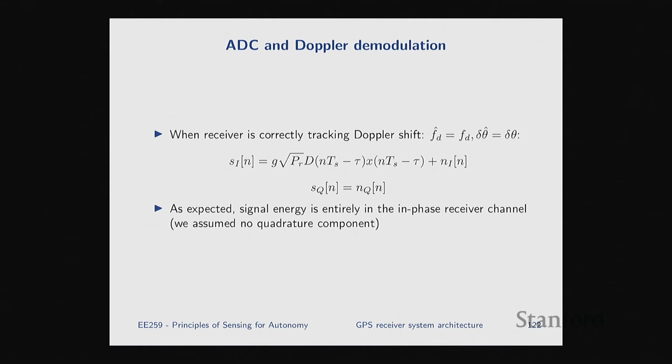So if you are correctly estimating and tracking your Doppler shift and that phase term here, your I signal just becomes some constant times the LNAV message times the coding range plus noise, and your quadrature signal becomes just noise, which makes complete sense because we started with the assumption that we are not transmitting anything in the quadrature, right? So of course, our quadrature output for now is just noise. If you had a Q component, you would get some real output in here.